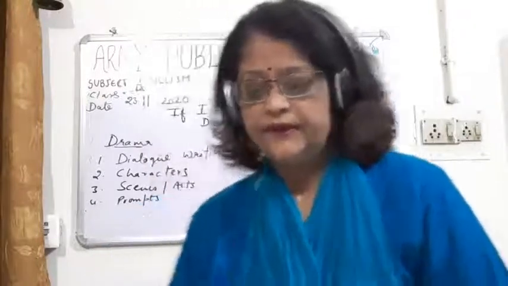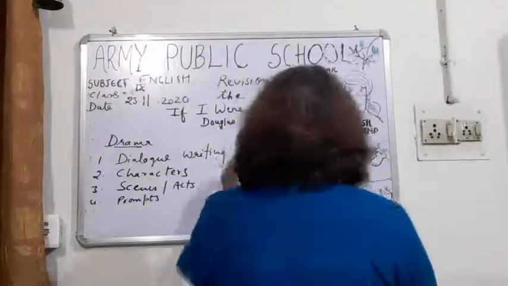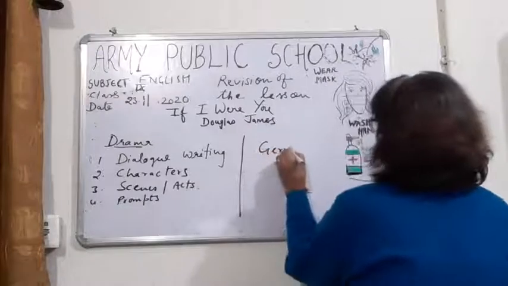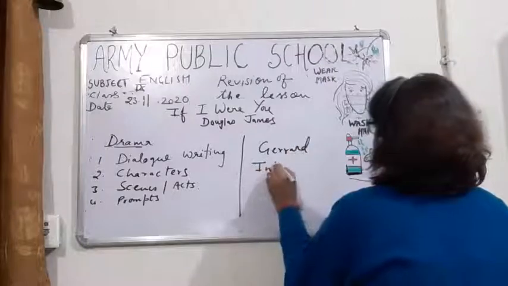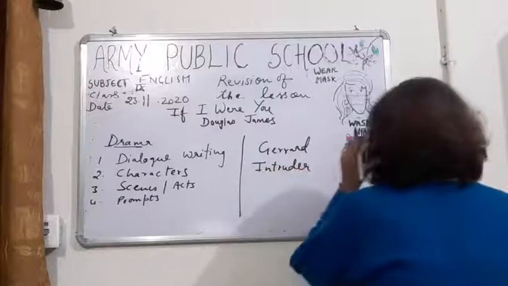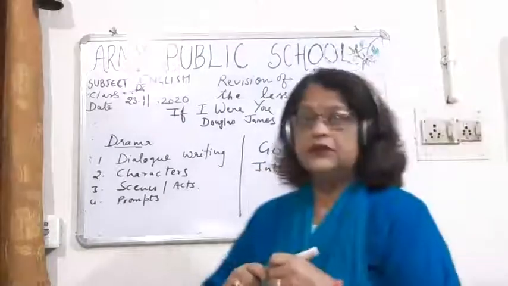In this play, Gerald is the main character. In this play, who is the main character? There are 2 main characters here. One is Gerald, he is the main character here, and the other is the Intruder. So these 2 are the main characters here. One is Gerald and the other is the Intruder.